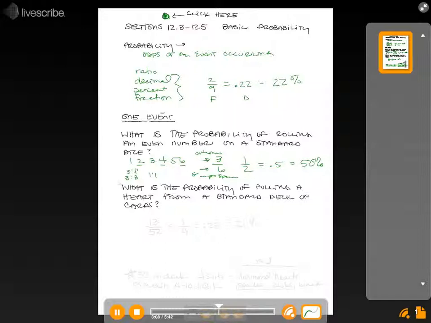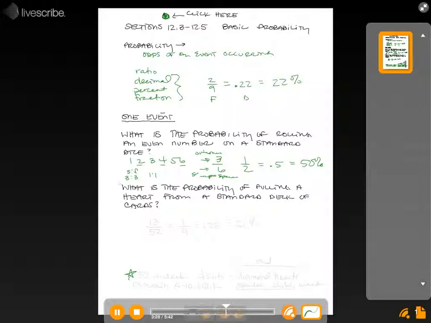We've got one more example. It says, what's the probability of pulling a heart from a standard deck of cards? Now, I'm going to write down here what you need to know, and you need to have these facts memorized about a standard deck of cards. Dice is pretty easy. It has 6 sides. We can remember that. The cards are unfamiliar to most people.